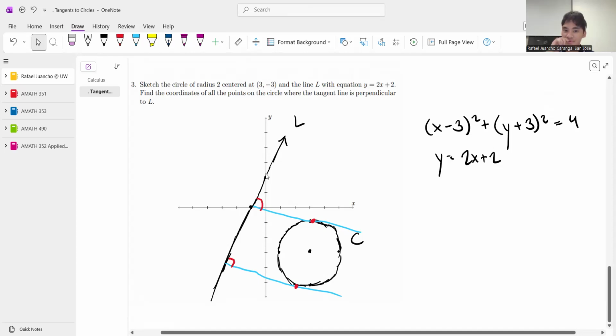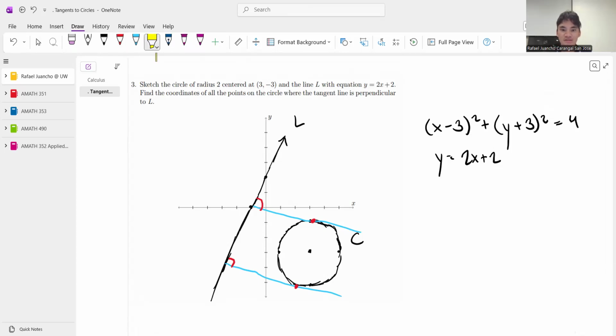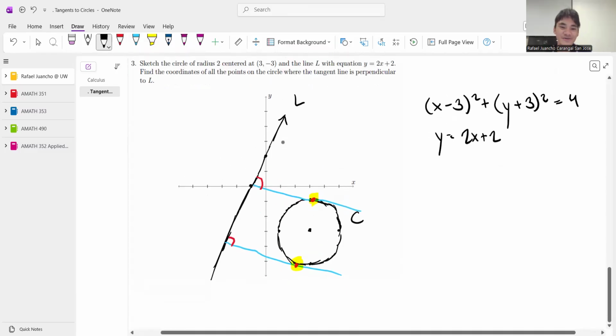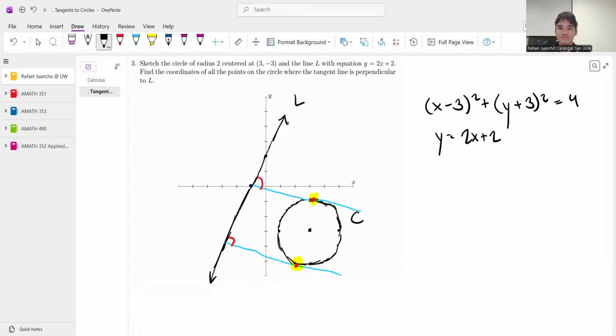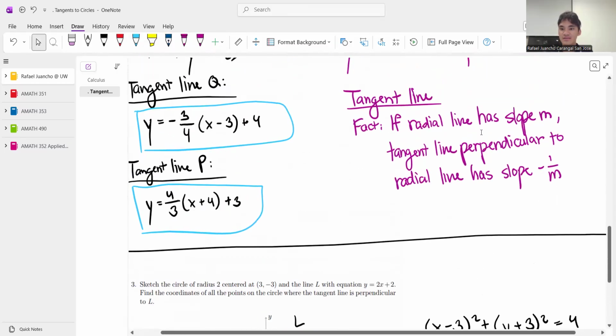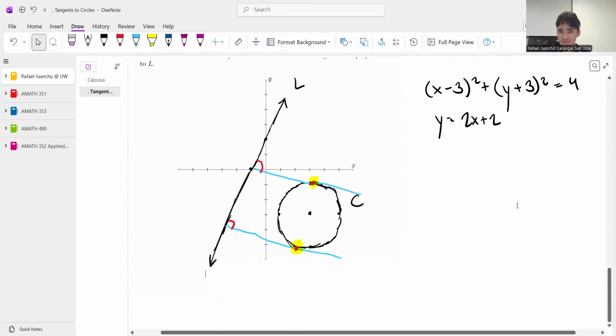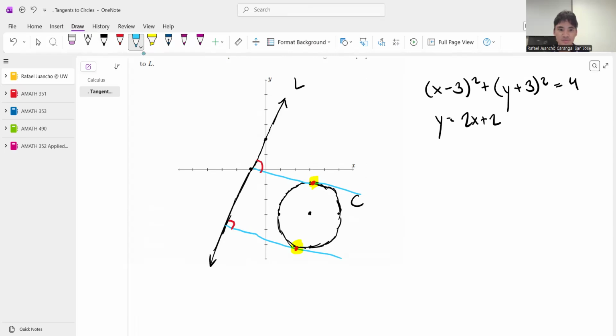let's find the coordinates of all the points. We need to find this and this. Okay, so how do we find that? So we know the equation of the line, y equals 2x plus 2. And we know the fact that the radial line, or the line that's perpendicular, is going to have negative 1 over m as the slope. Right? We've discussed that.